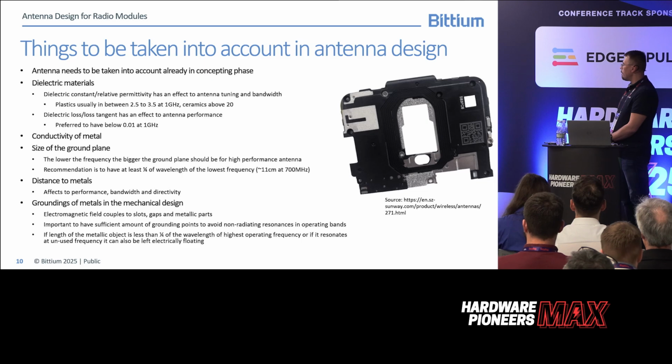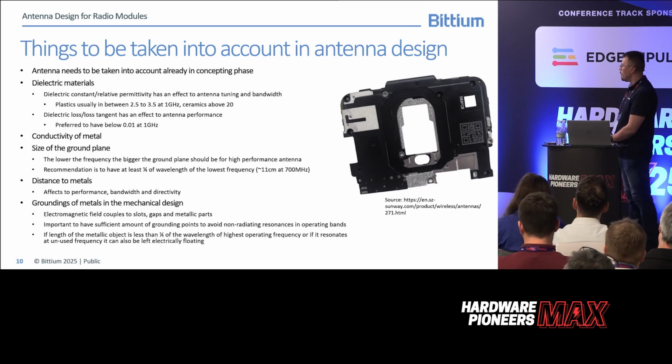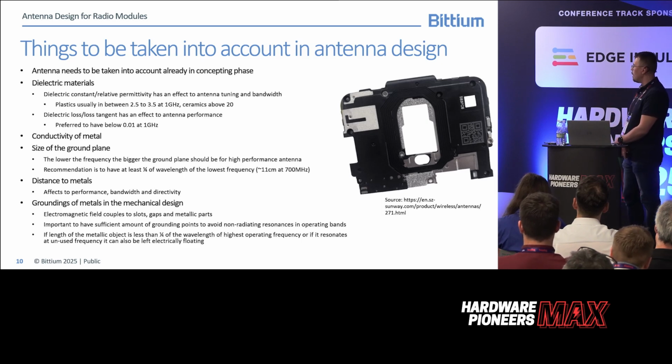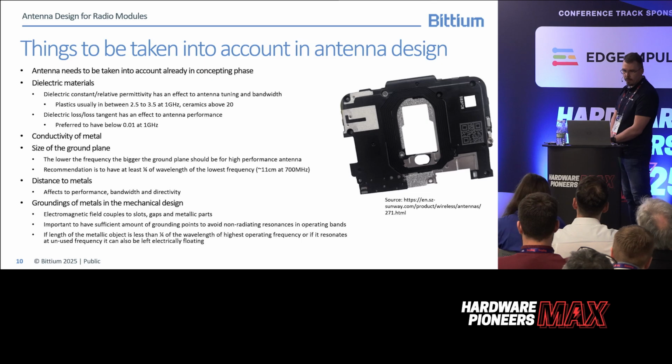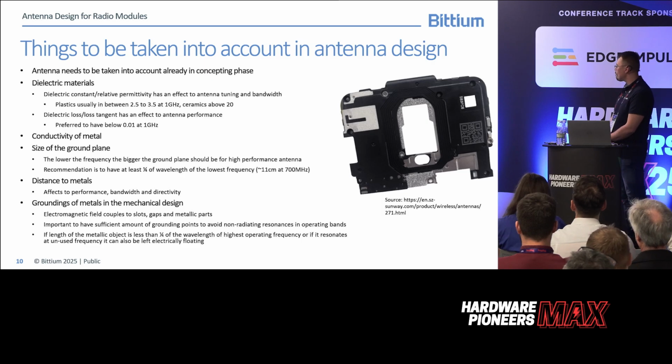It is important to have a sufficient number of grounding points to avoid non-radiating resonances in operating bands. One good rule of thumb is one grounding point within every 1/10 of a wavelength. And if the length of the metallic object is less than 1/4 of the wavelength of the highest operating frequency, or if it resonates at an unused frequency, it can also be left electrically floating.